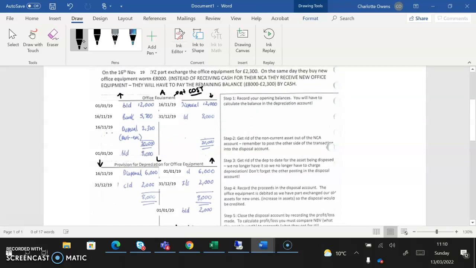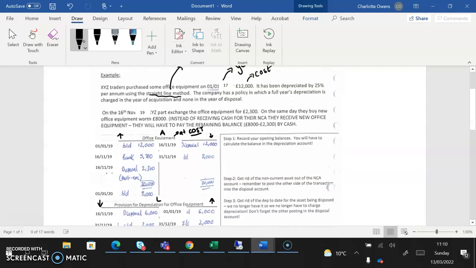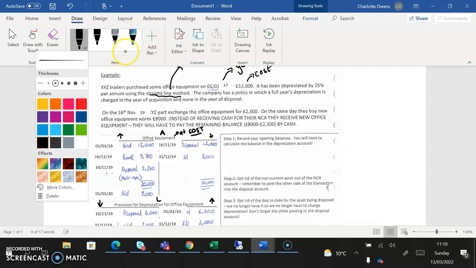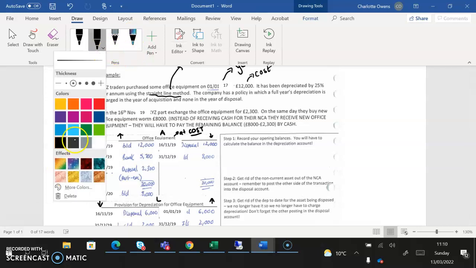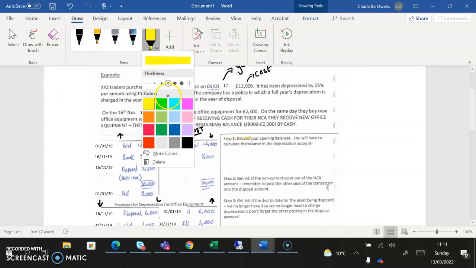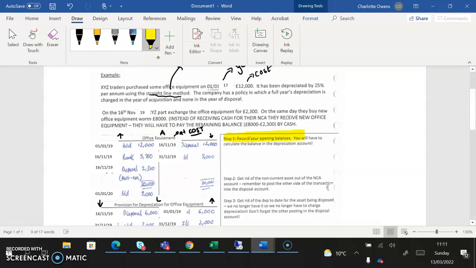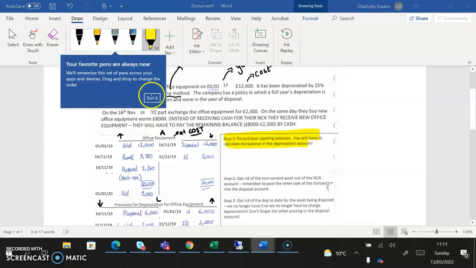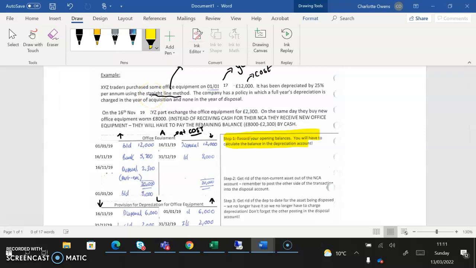So, record your opening balances. I'm going to use a highlighter and do all of my step 1 in yellow. For the office equipment, it's really easy. We can see that it was brought down at 12,000. For depreciation, though, we're going to have to work this out. I know we're using the straight line method.